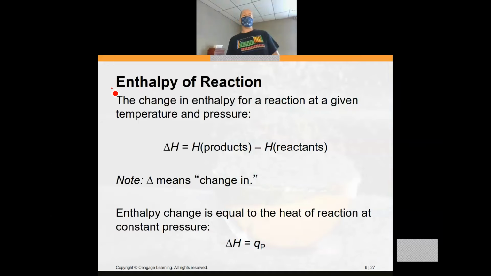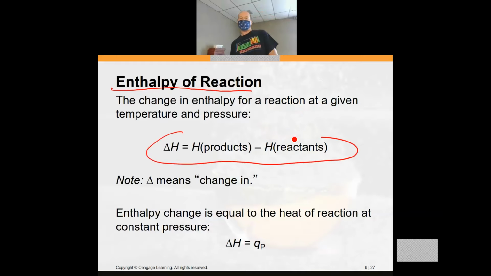All right, so we're going to talk about heat of reaction or enthalpy of reaction. Again, you're going to have your delta H, and that's going to be your products minus reactants, right? Final minus initial. Your enthalpy change is equal to the heat of reaction at constant pressure. And at constant pressure, which most of our problems in the lab are, everything is at the same pressure, we're not changing the pressure, then your delta H is equal to the Q value.